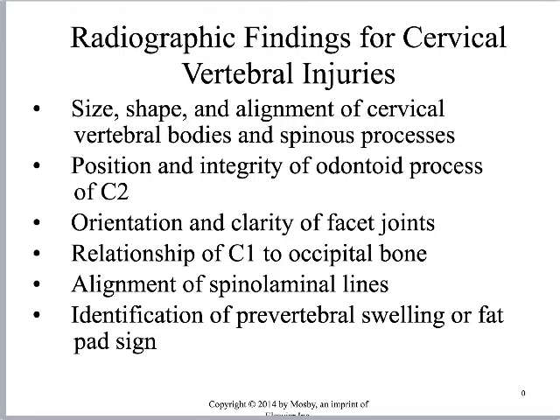So having a good idea of the vertebral anatomy of the spine will help you a lot in looking at these images and making sure that you've got what you needed on the picture. So what's the size, the shape, alignment of vertebral bodies, how the spinous processes are situated, what the shape of the body should be at different levels, because some levels like C1, C2, again, the bodies have strange shapes. Looking at the position of the odontoid process, the facet joints, the relationship of C1 to the occipital bone, is it displaced in any way?